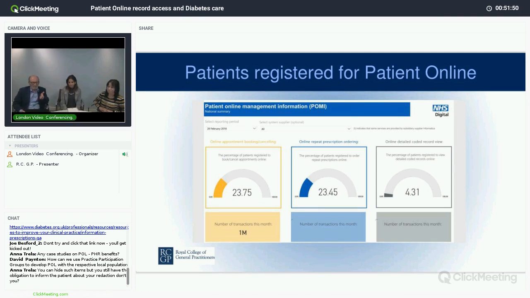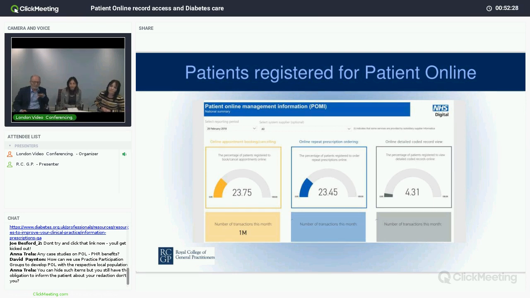This is a public piece of the NHS Digital website. You can go and look at the national figures, you can go and look at the CCG figures, and you can actually go and look at your practice figures. And it tells you about the percentage of the population of England that have registered for the different services within Patient Online. And you can see that the yellow and the blue are at about 23%. That's appointments and repeat prescribing. That's 23% of the English population in total.